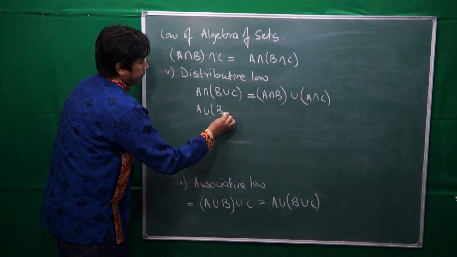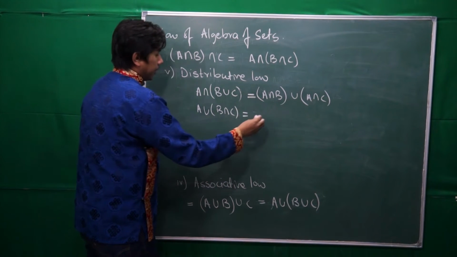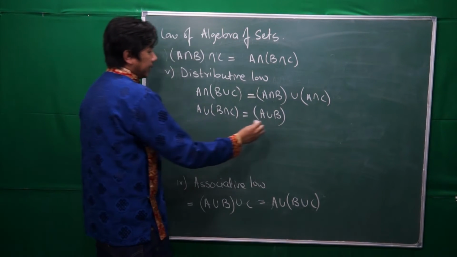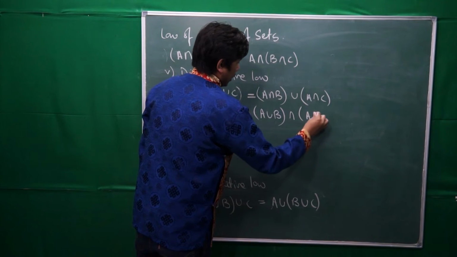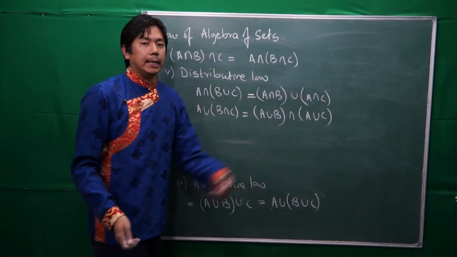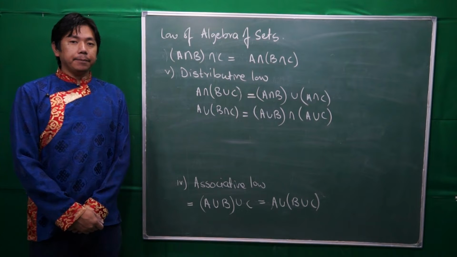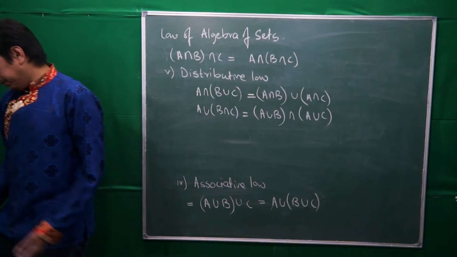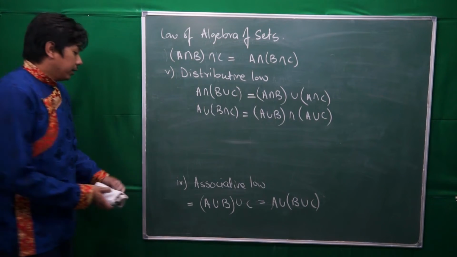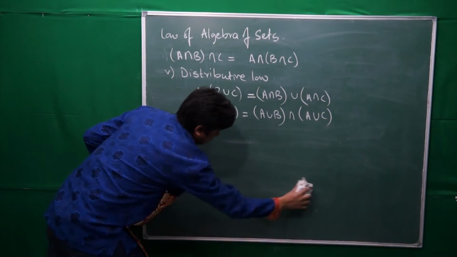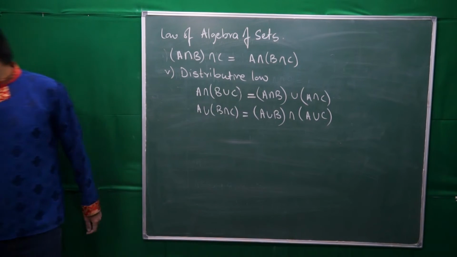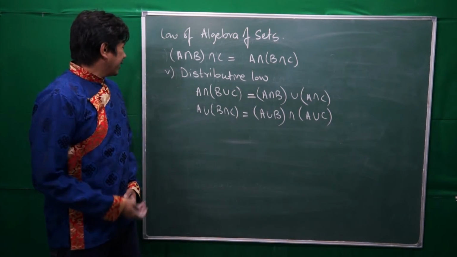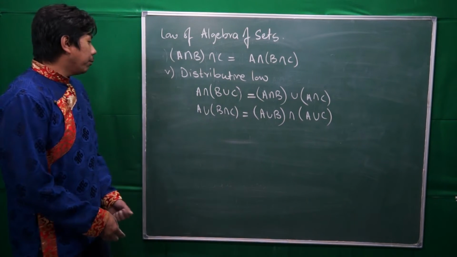A union B intersection C. This would be A union B. What is in the center? Intersection A union C. Clear? Okay. So these are the 5 laws on the operations of set. There's one more law by the name of De Morgan's law.